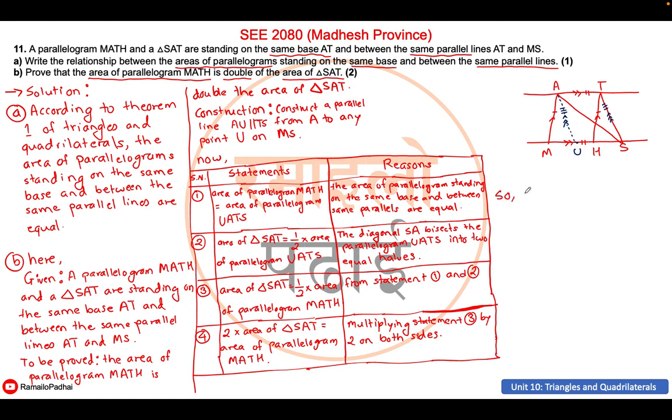So the area of parallelogram MATH is double the area of triangle SAT. Okay, so this is the solution of this question.